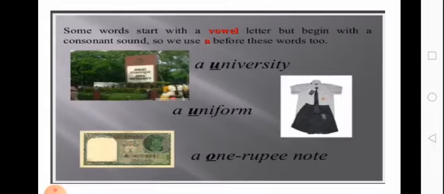Some words start with a vowel letter but begin with a consonant sound. So we use a before these words too. For example, a university, a uniform, a 1 rupee note. I told you these words are produced with the consonant sounds, not letters. Do not focus on letters, just focus on the sound. That's why we will use the article a.